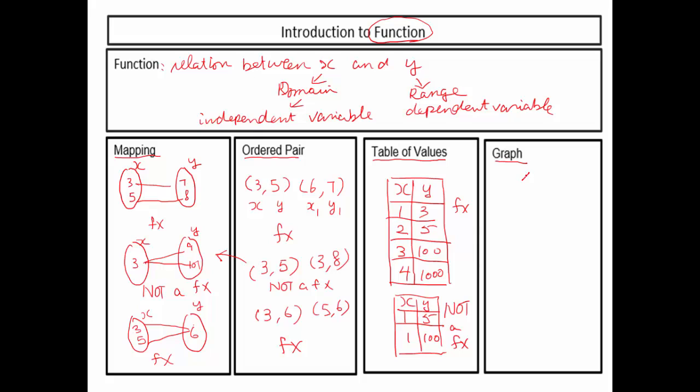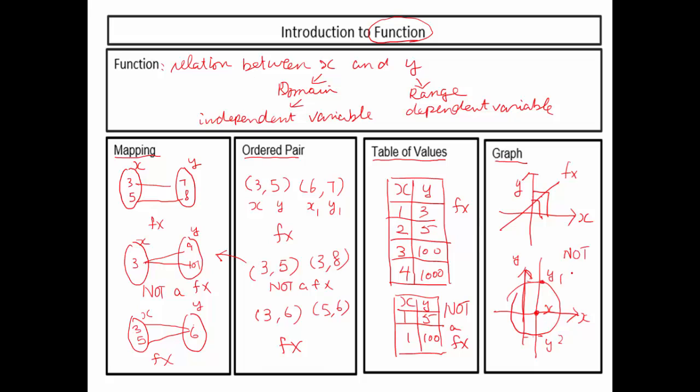The last one is the graph. Take a look at this, x and y. Every x matches only one y. You see that for every x right here, you have only one y. So this is a function. But if you have another graph, with x and y, say a circle, look at this. You have one x here, but two different y's. This is not a function.